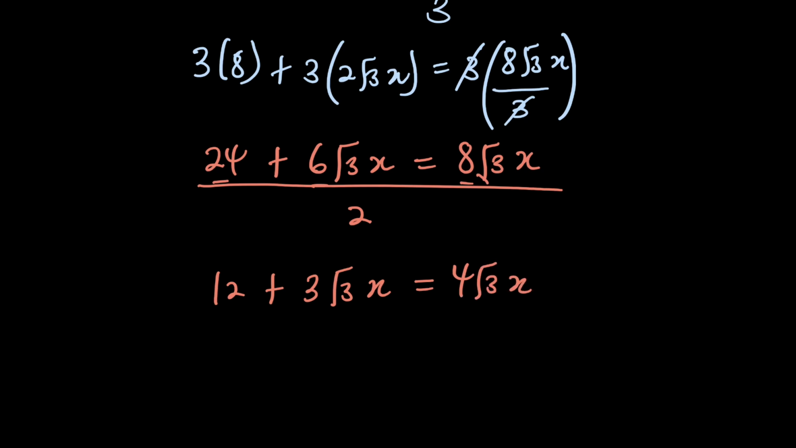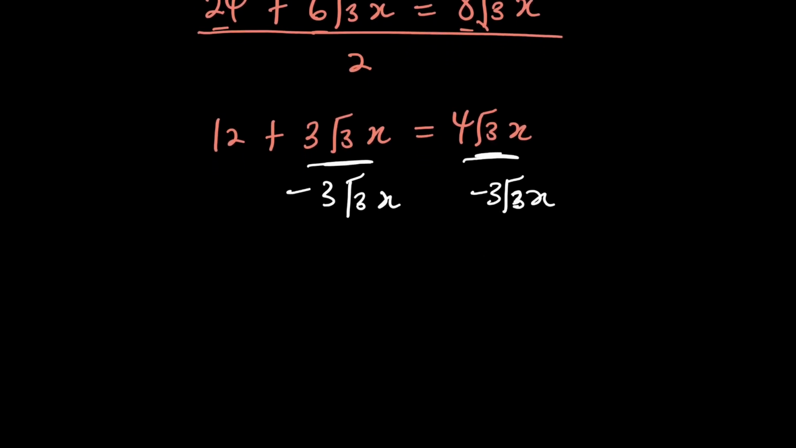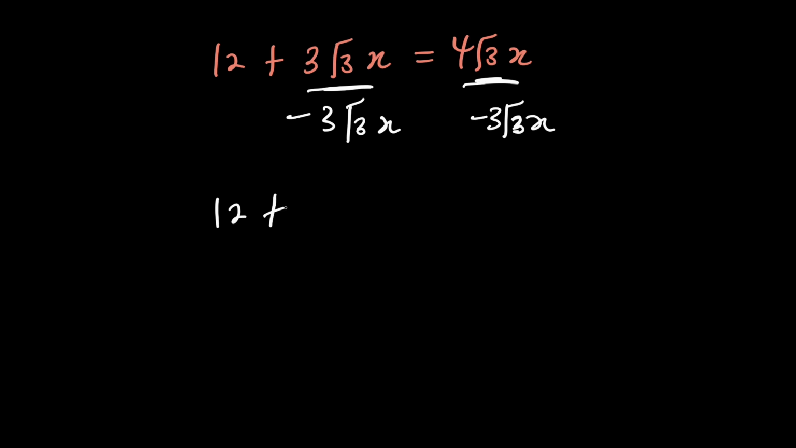Good. Now simplifying, this is 3 root 3 x and this is 4 root 3 x, so we can subtract. So subtract this from both sides, and that's going to give us 12 plus 0, okay, because this and this goes to 0, plus 0 equals, we're going to have 4 root 3 x minus 3 root 3 x.